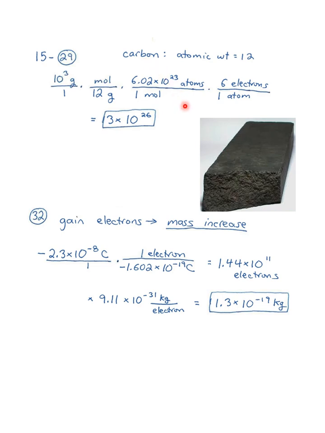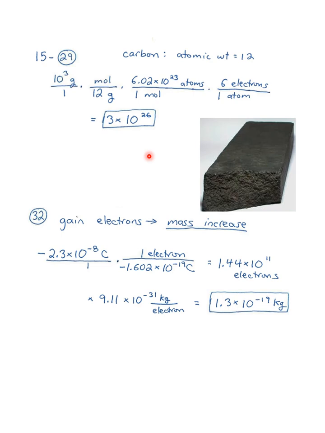And then, once we have how many atoms there are, we want to know how many electrons. So carbon, if it's neutral, has 6 electrons per atom because it's element number 6, atomic number 6. And so you can see as you look at these units, the grams and grams have divided out, the moles and moles, the atoms and atoms, and it leaves us with electrons. So we have 3 times 10 to the 26th electrons.